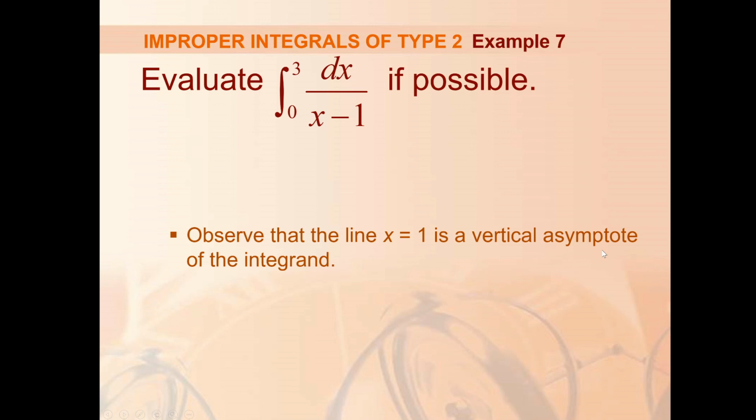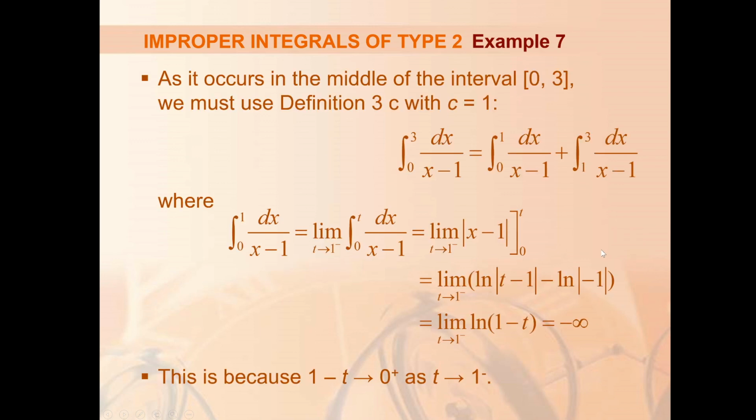Evaluate the integral from 0 to 3 of dx over x minus 1, if possible. Okay, so we separate it out. From 0 to 3, we start off from 0 to 1, because at 1 the integrand is undefined. So you want to say that t goes to 1 from the left. Okay, so we're integrating it, using part 2 of FTC, with t approaching 1 from the left-hand side. So we found that the limit is negative infinity.